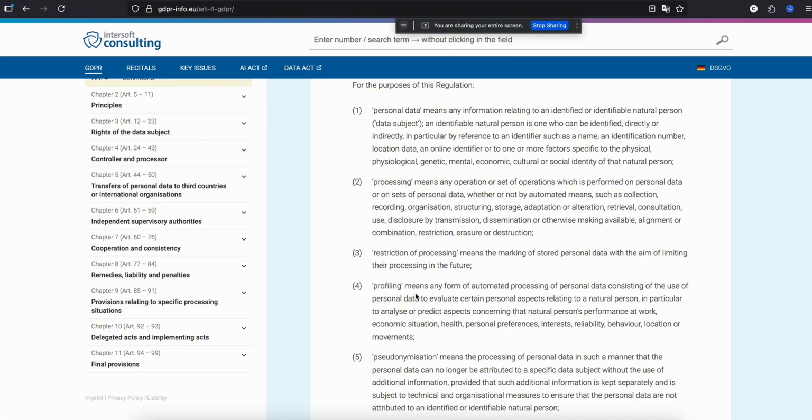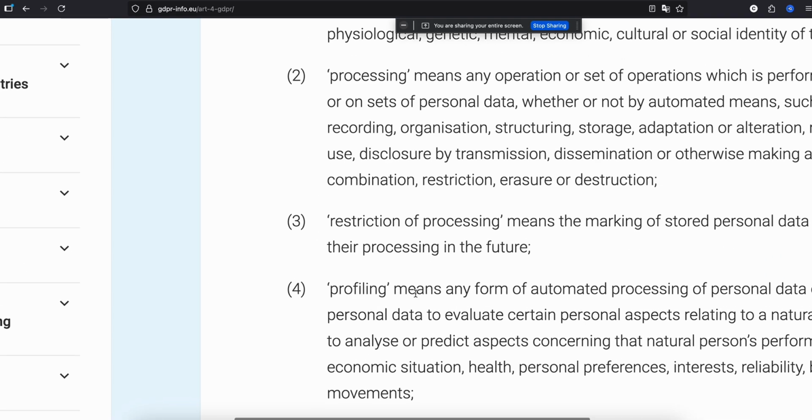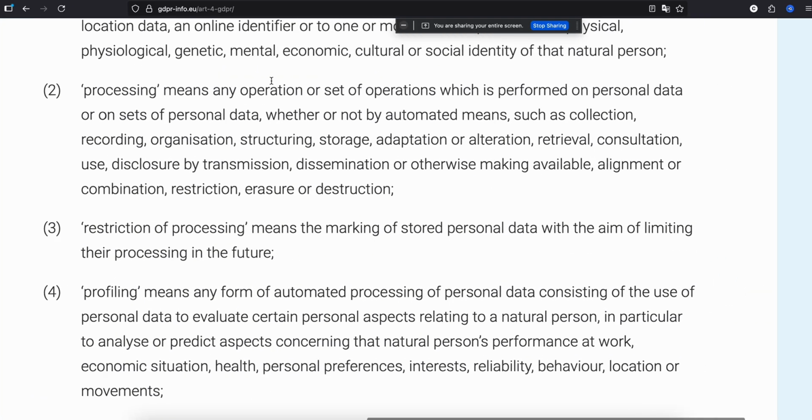Simple thing. Okay, and what is the meaning of processing? See, we are going to read the law now. Processing means any operation. We are reading from GDPR. Processing means any operation or set of operations, that means one single operation or multiple operations, performed on personal data. Whose personal data? The data subject's personal data, or on a set of personal data, whether by automated means, that means by computer, or by manual means, such as collection.